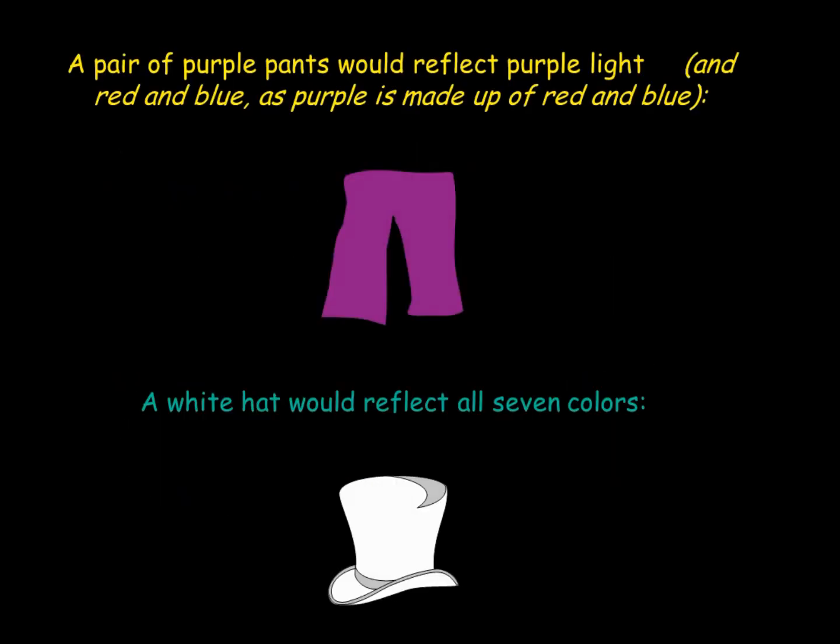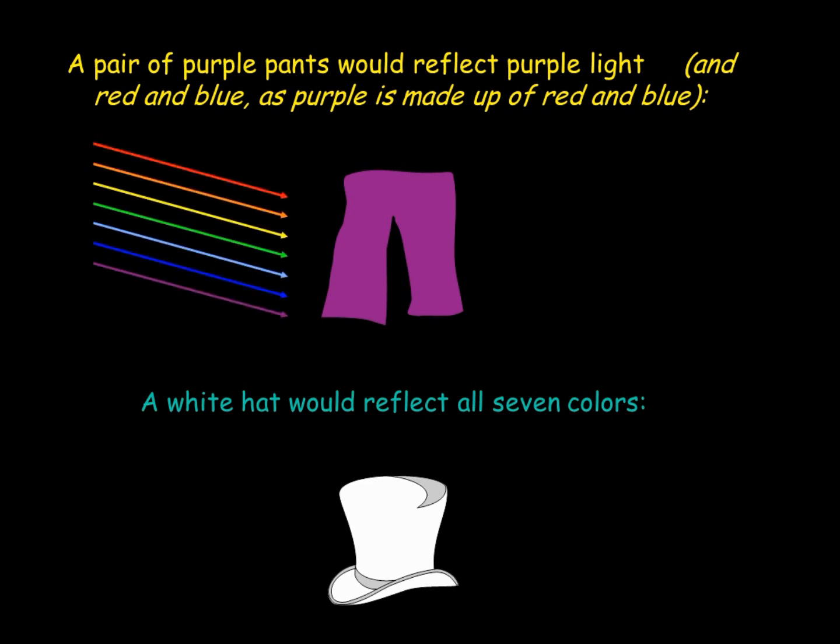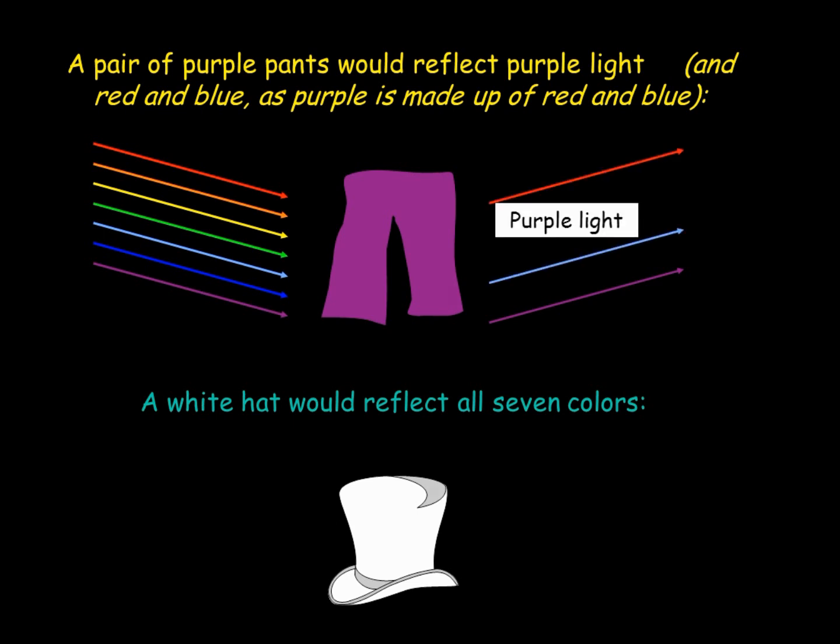So a pair of purple pants are only going to reflect purple light, or any combination of light that would make up purple. So again, all the colors of the rainbow would go in, purple would come out because the paint was made in such a way that it will trap the wavelengths of light that aren't purple, but so will red and blue. Red and blue will also come out because they make purple.